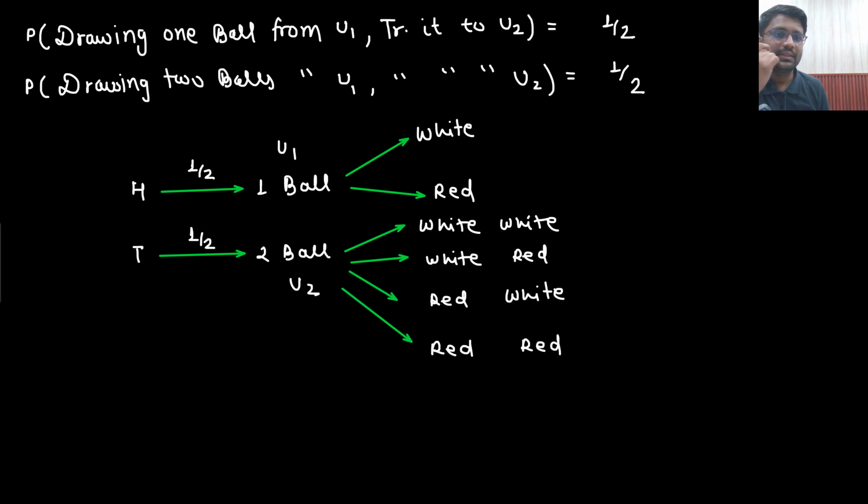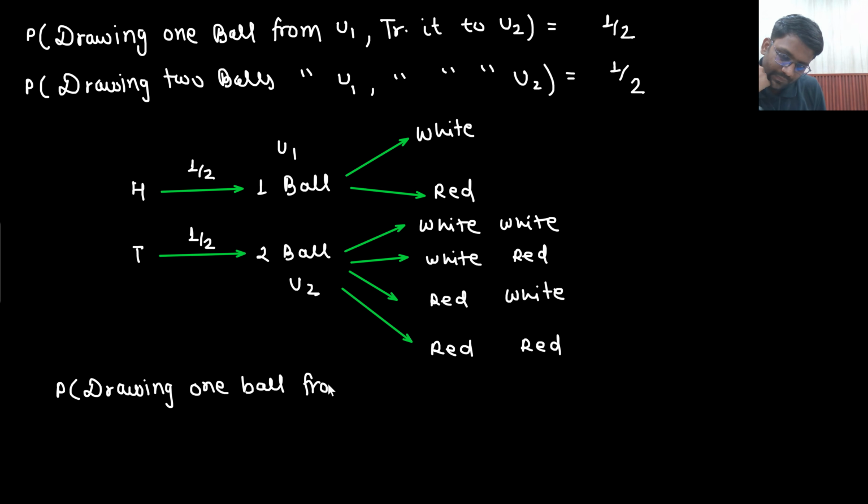So now the question is: what is the probability that you are drawing one ball from U1 and that ball is white?